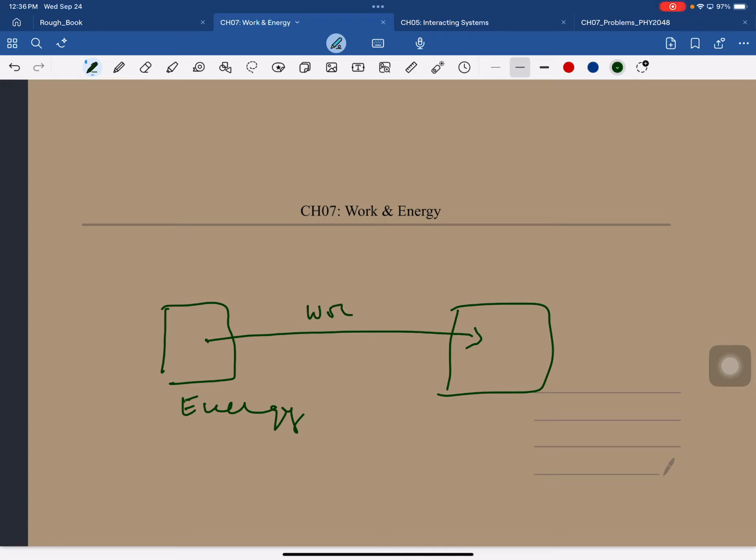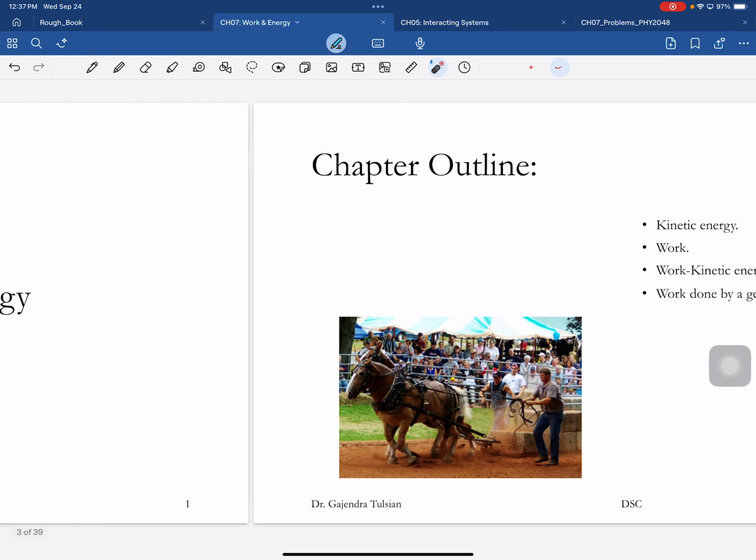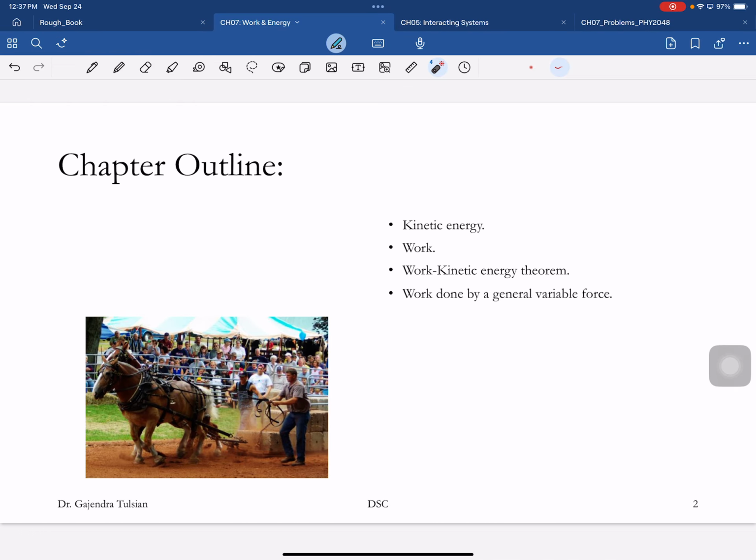You do that by doing work. And so that's why we're talking about these two topics together. One of the mechanisms of transferring energy is by doing work. Now, to do work, you need energy. So here's another way to look at it. To do work, you need energy, and then you're transferring this energy from here to there. So those two things are related.